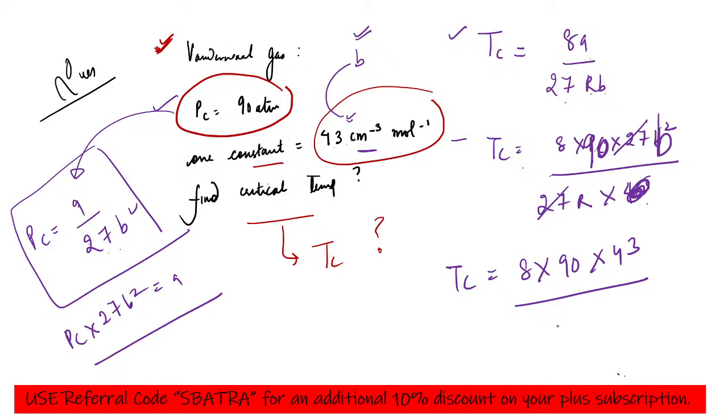What you need to do is just substitute the value of R, and you are writing pressure in ATMs, so 0.0821. Now just calculate this temperature value. Yes everyone, so what is the temperature value that you are getting?